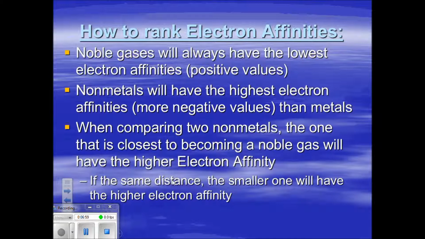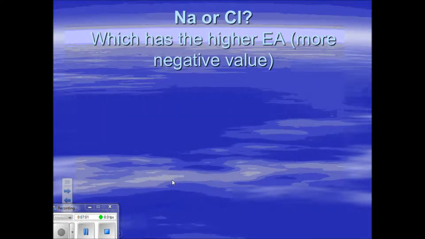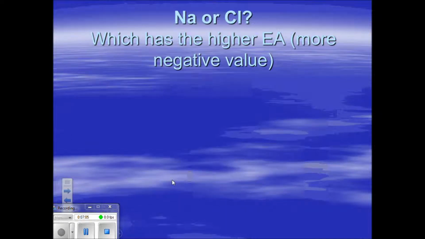Okay, so let's go through a couple of examples just so you can see them. The first question says, which has a higher electron affinity? So which one wants the electron more? That's what the question's asking. You need to learn to think of it that way. Which one wants the electron more? So whenever you see higher electron affinity, make yourself a little note next to it: wants electron more.